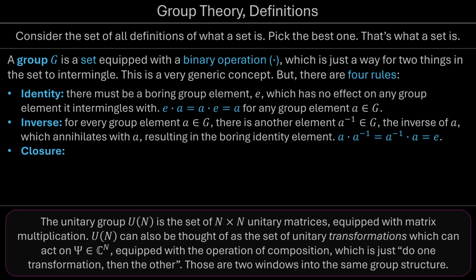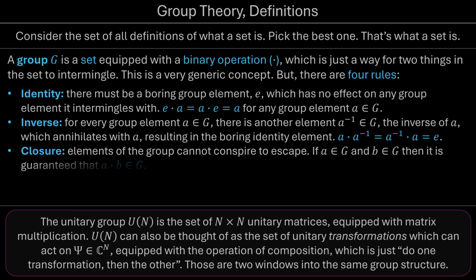All right, the third rule is that the group has to be closed. That is, the elements of the group cannot conspire with each other to escape. So if A is in the group and B is in the group, then for sure, 100% guarantee, the product of A and B is going to be in the group. And so in that sense, there's no way out of the group.